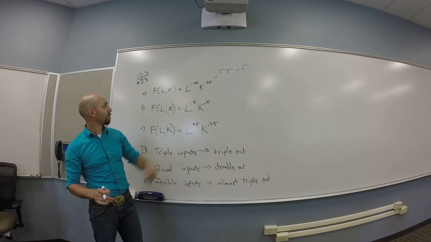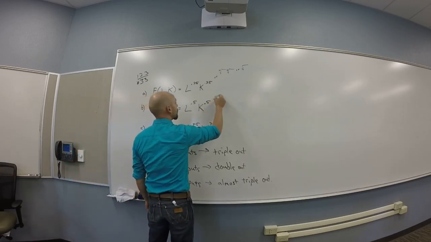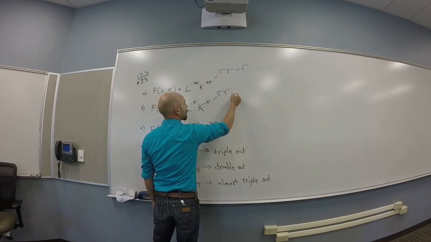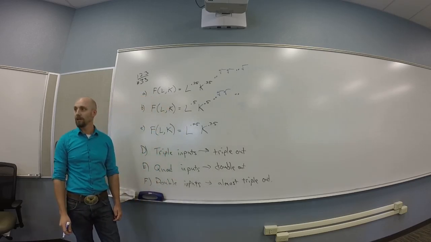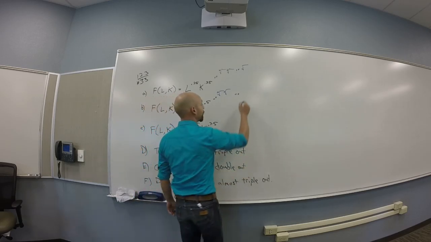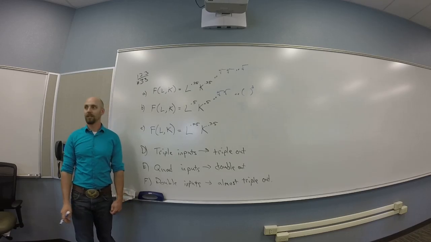How about this middle one? What's that guy? 2 square roots. Okay, that's 2 square roots. Oops, I don't know, I'm writing 2. Which I would think of as together if L and K were the same thing. That's just L or K. Yeah, that's just like a first power, right? You guys see that?